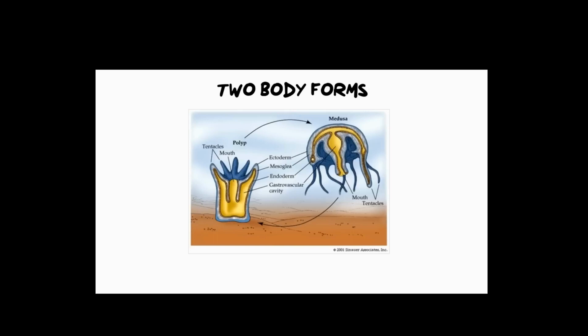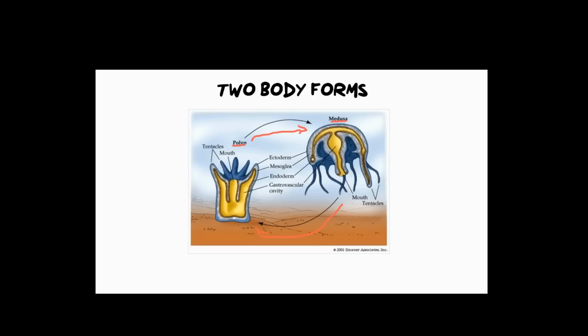Now, as I said before, Cnidarians come in two body forms. The two body forms that they come in are either going to be the polyp form, which is what we see in most coral and anemones. And if you see a jellyfish, it's in the medusa phase. But what you'll notice is that these arrows indicate that they can actually swap between the two phases. And that's actually very true.